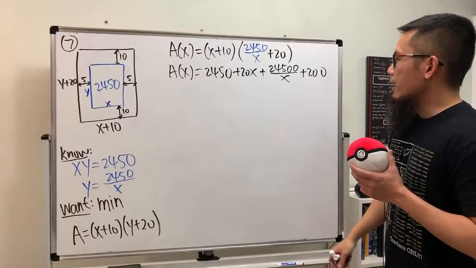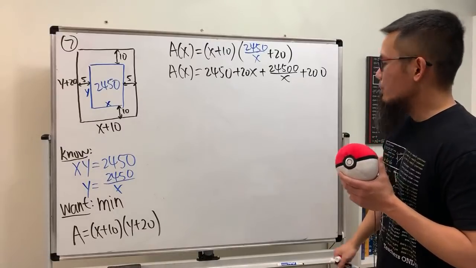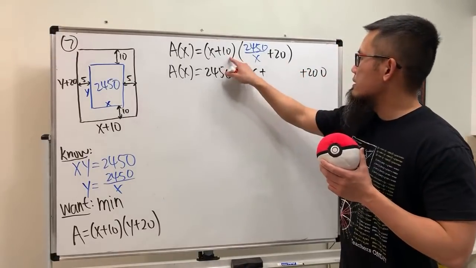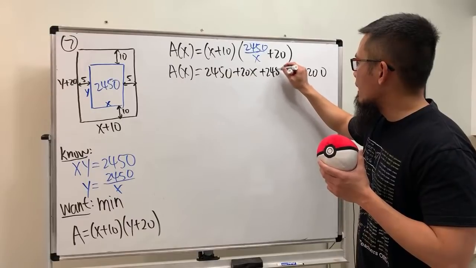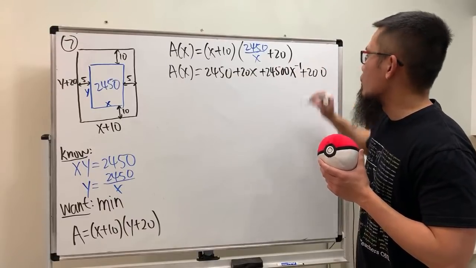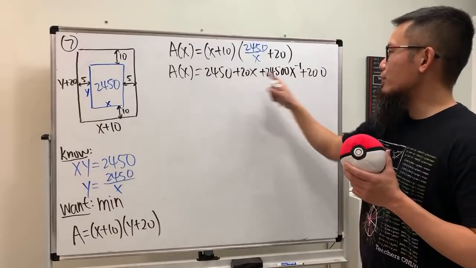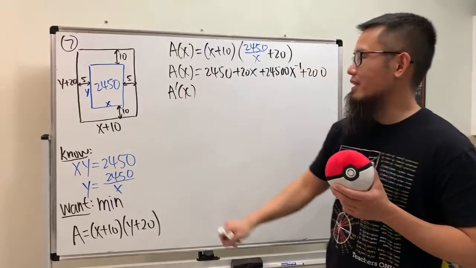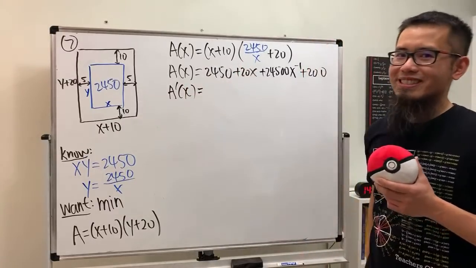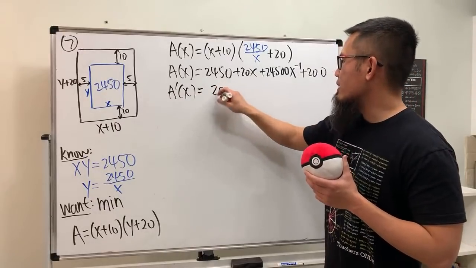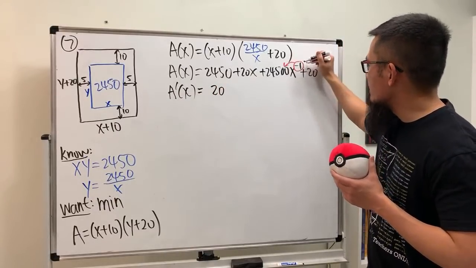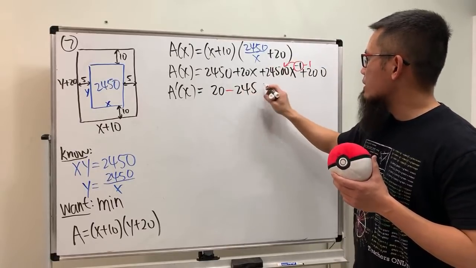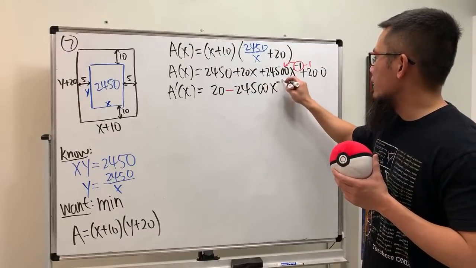All right? And you know what I'm going to do? I'm actually going to rewrite this as 24500 times x to the negative 1. I don't want to add the numbers because when I differentiate, it becomes 0 anyway. So this is gone. Let's say bye-bye. This right here, the derivative is 20. The derivative of this, bring the power to the front, minus 1. We get negative 24,500 here, and then x to the negative 2.